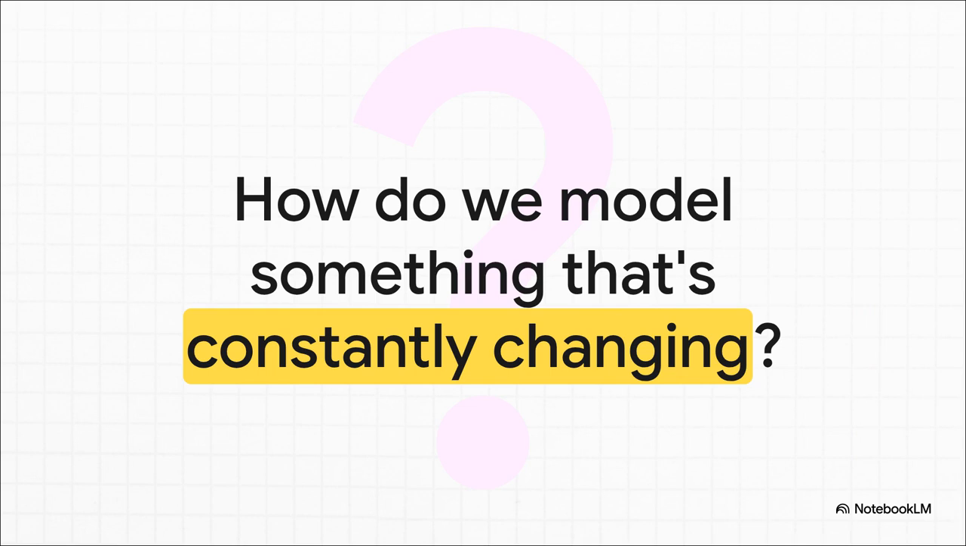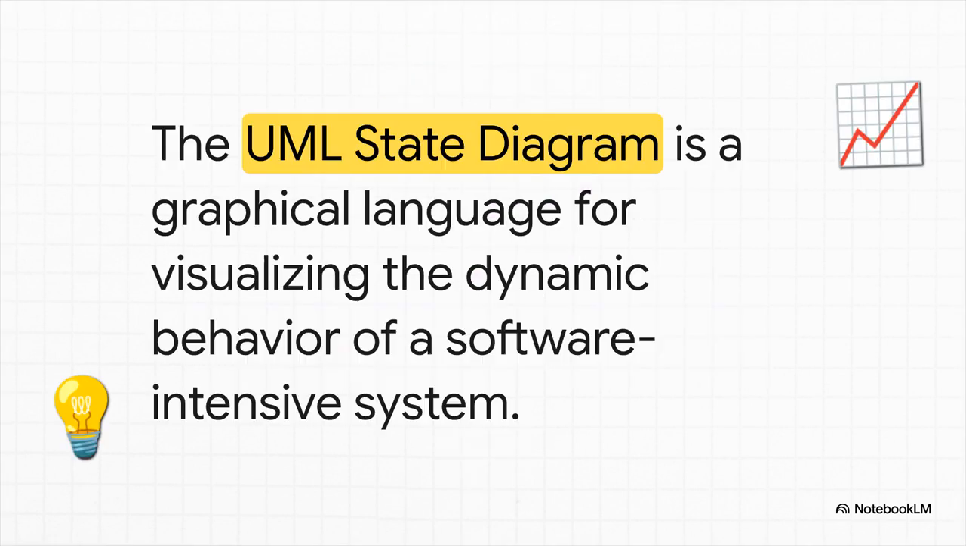Well, turns out they have a really powerful tool for that exact purpose, a way to map out the dynamic behavior of a system. And that tool is called the Unified Modeling Language State Diagram, or UML State Diagram for short. So let's just dive right in and see what this is all about.